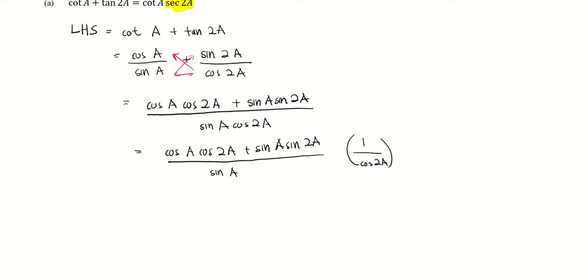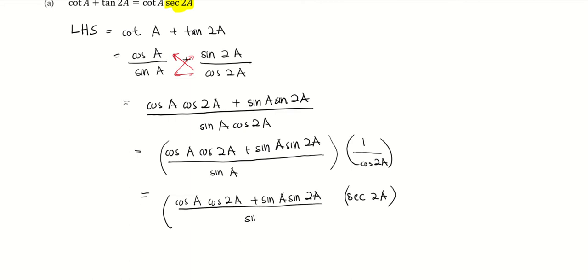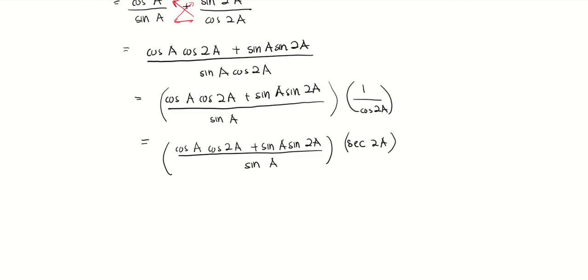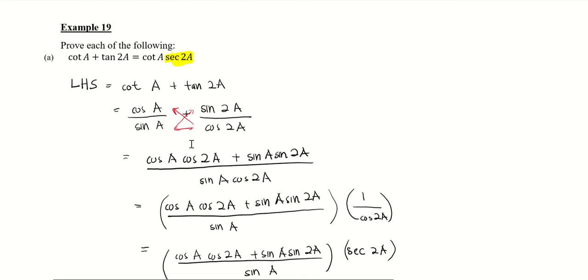So this thing here will become sec 2A. This part is already settled, so we just need to simplify this until we get cotangent A. So this is cos A cos 2A plus sine A sine 2A over sine A. This part must become cotangent A.